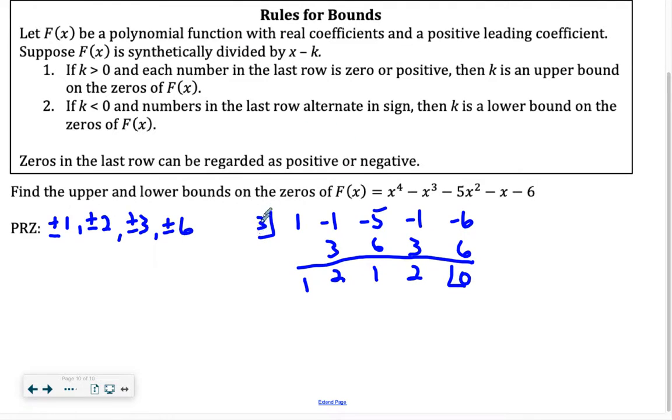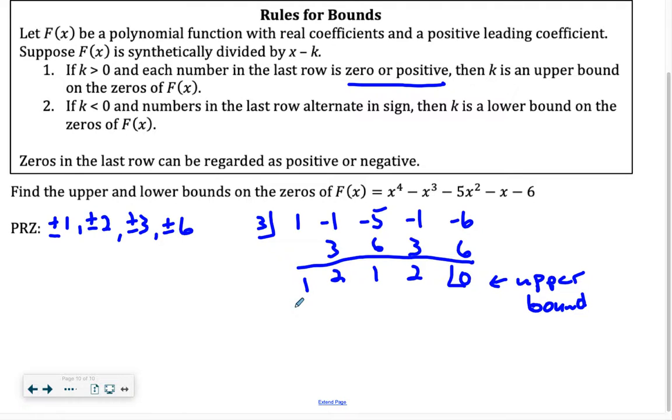Now, 3 is a 0, but if we look at this last row, every term is positive or 0. That's what this is saying. If everything is 0 or positive, then k is an upper bound. Right? So this means that there is no 0 greater than 3. I can immediately discard 6 off of my list.